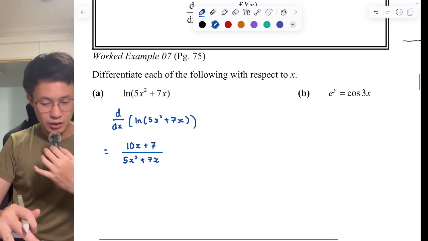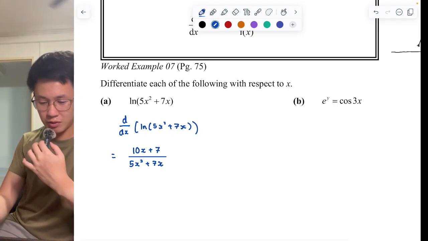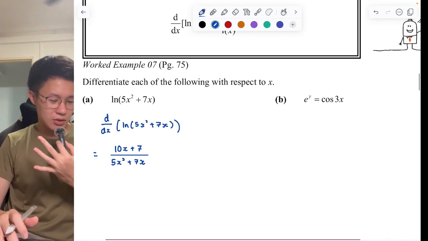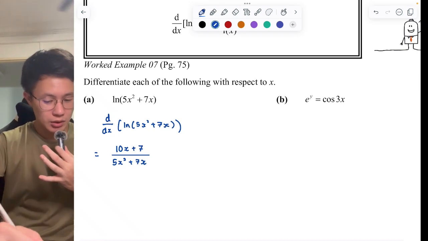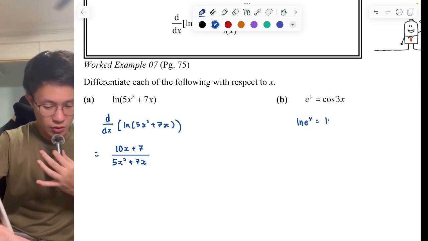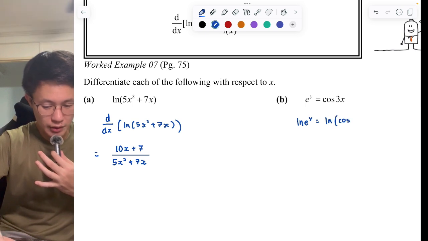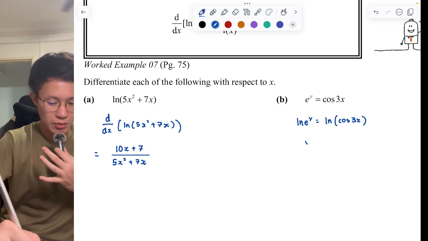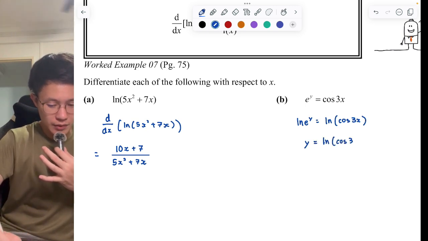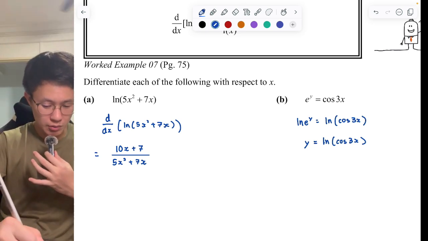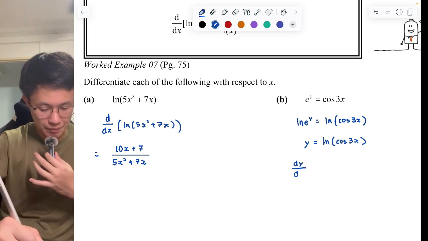Okay? Over here we have something difficult. You have e to the power of y, something you don't really want to see. But what we can do is apply ln to both sides of the function. So I have ln of cosine 3x over here, and this will just be y equals ln cosine 3x. So we want to differentiate with respect to x. This is so much easier because I just want to find dy over dx.